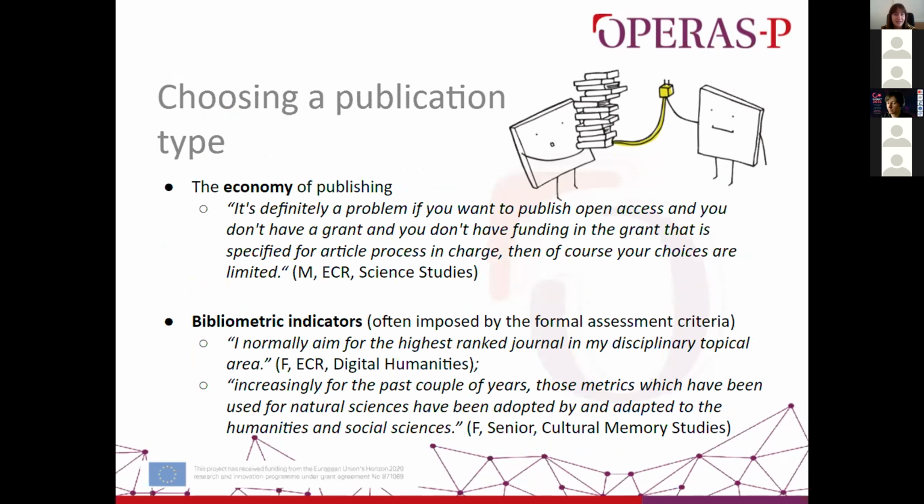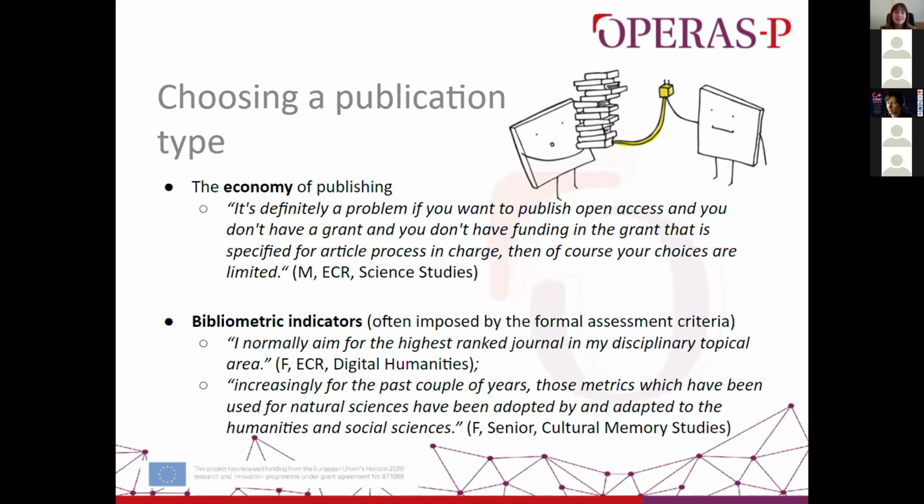However, there are several other issues, of course. So the economy of publishing, something I mentioned. If there are APCs, do you have the money to cover them? If not, what do you do? Do you go for another open access venue, or do you go in a completely different direction?